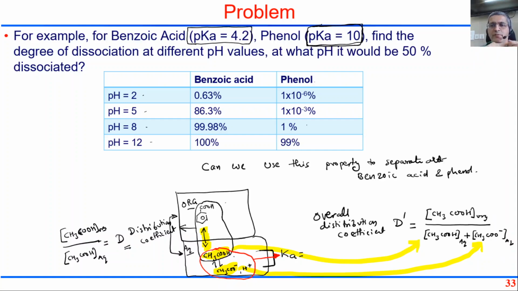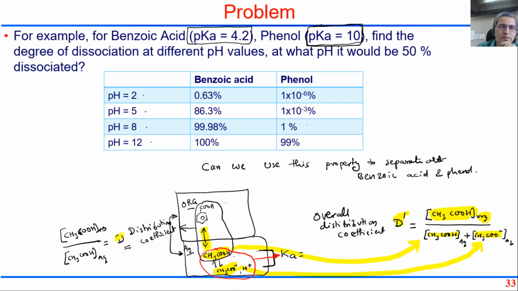So the overall distribution coefficient D prime we can write as the concentration in the organic phase, where it is not going to dissociate, divided by the undissociated as well as the dissociated.